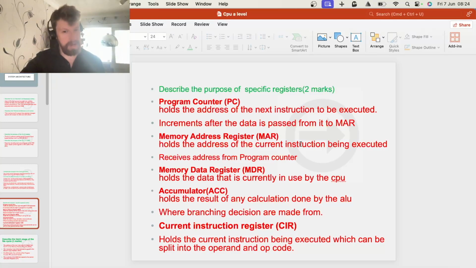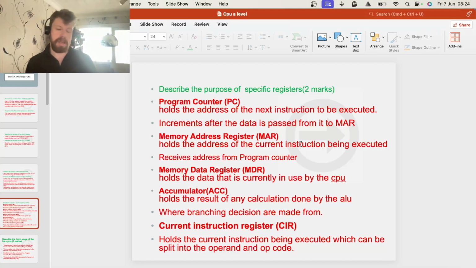But the way I've tried to make this more simple is, can you see for program counter it says holds the address of the next instruction to be executed, and then memory address register holds the address of the current instruction to be executed. The definition is very similar. The only difference is one is current and the other is next. So one definition, you change one word and you still get the marks for it. Memory data register holds the data currently in use. So the only word that's changed is data. So again, three definitions, but you only use one. Current instruction register holds the current instruction being executed. So again, you just change instruction.